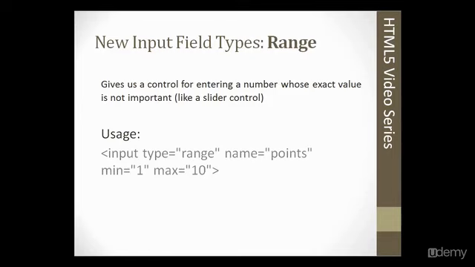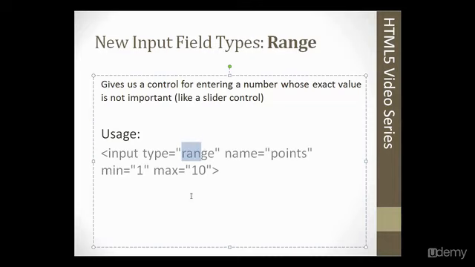Now range is another cool one. It gives us control for entering a number whose exact value is not important. So it's basically a little slider control that you would slide to get the values. And we'll be implementing these different input types in the programming part of this section. In usage, you'd have the type range, and then you could actually specify a minimum and then a maximum, and you'd have a slider that would go in between those ranges.